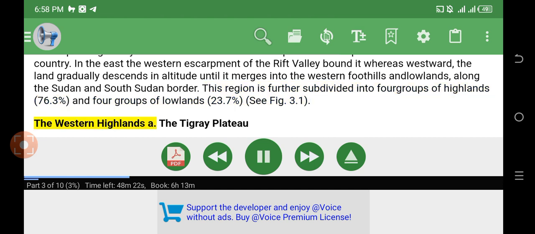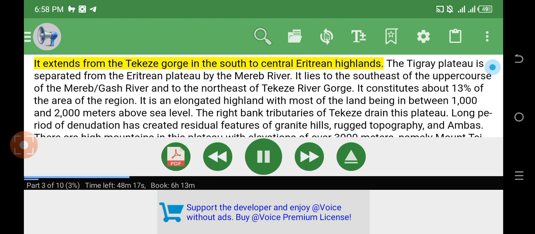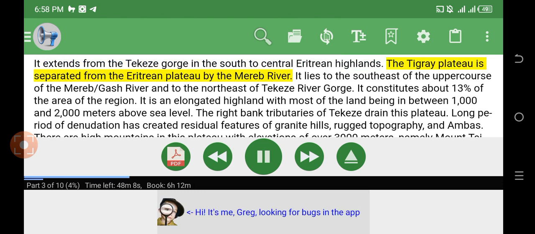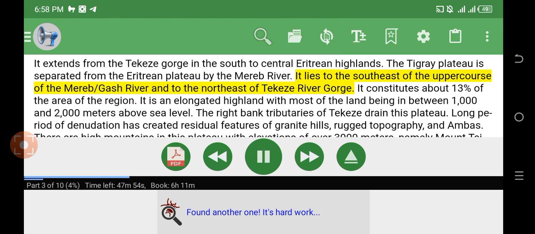The Western Highlands. A. The Tigray Plateau extends from the Tekeze Gorge in the south to the central Eritrean highlands. The Tigray Plateau is separated from the Eritrean Plateau by the Mereb River. It lies to the southeast of the upper course of the Mereb-Gash River and to the northeast of Tekeze River Gorge. It constitutes about 13% of the area of the region.